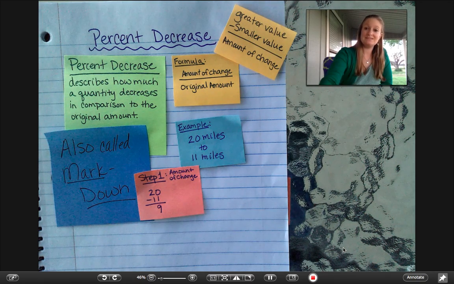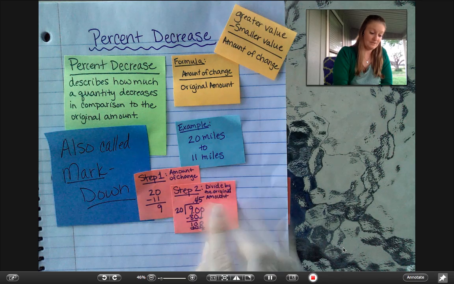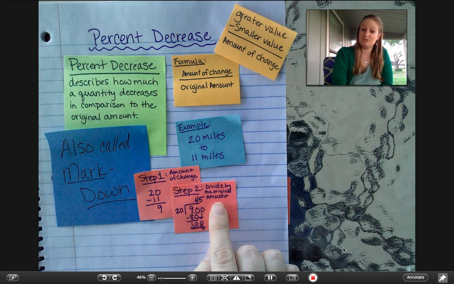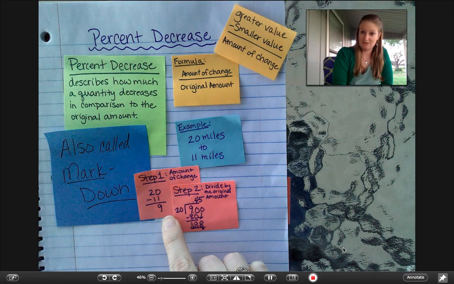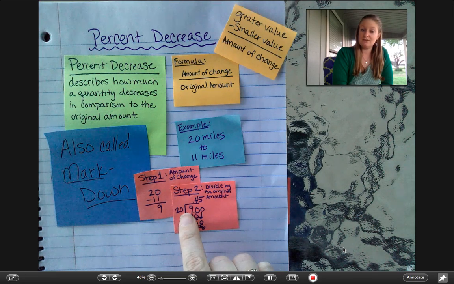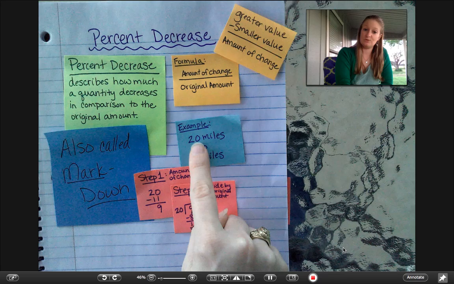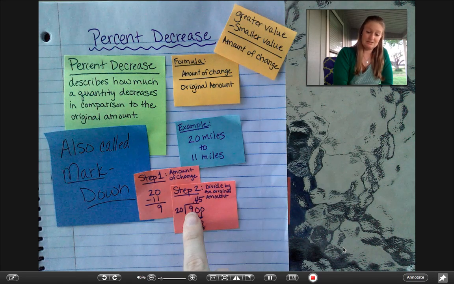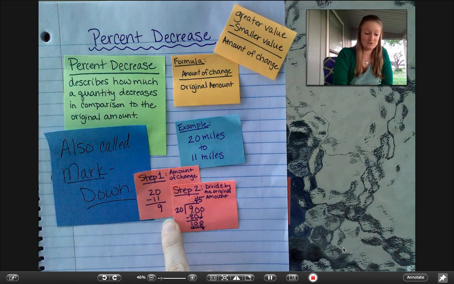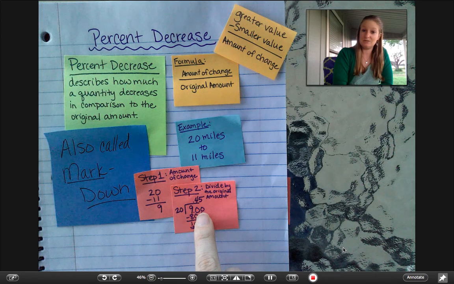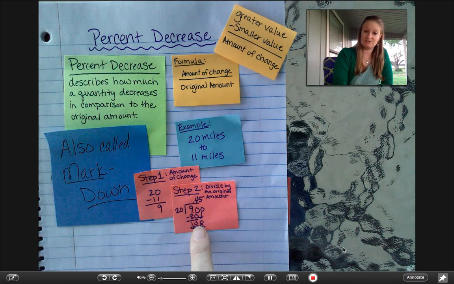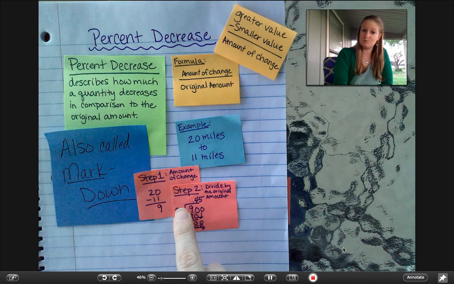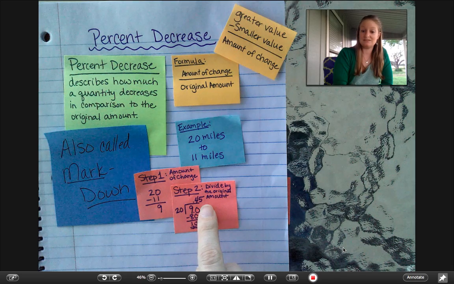Okay. Step two is to divide by the original amount. So we take those 9, that was our amount of change, and divide it by 20, which was our original amount. 9 can't be divided by 20, so we add our decimal and a 0, and we just go ahead and divide. 20 goes into 94 times, 20 goes into 100 5 times, which gives us 0.45 as our answer so far.